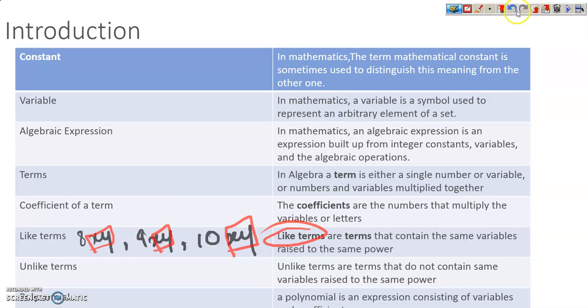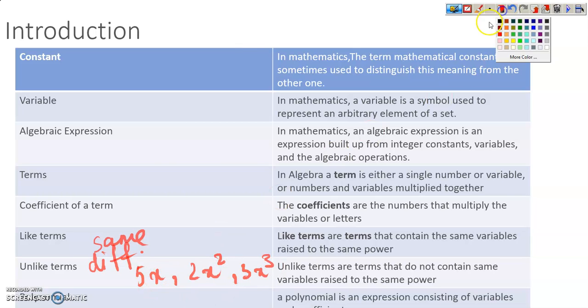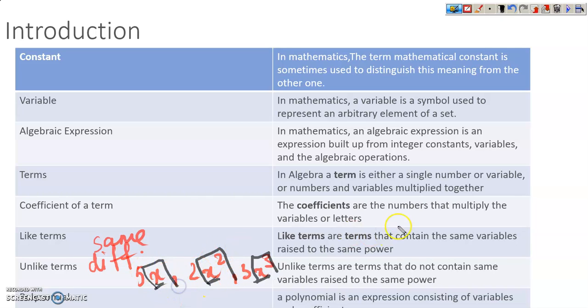Unlike terms. Like here they were the same, but in unlike terms there are different literal coefficients. For example, 5x, 2x square, and 3x cubed. Here we can see that x, x square, and x cubed are different, so they are unlike terms.